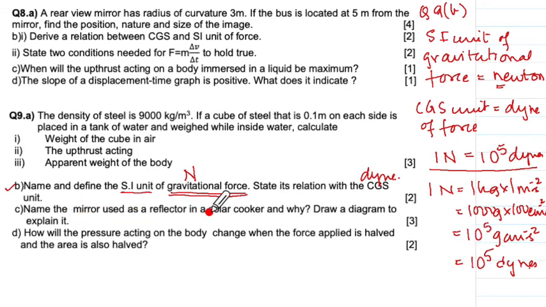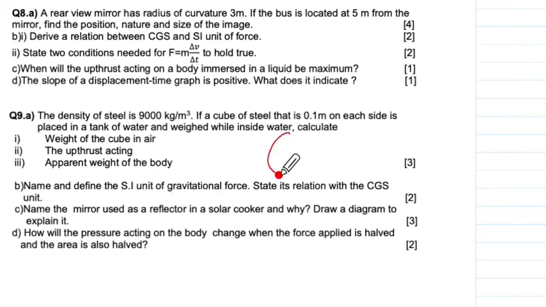Name the mirror used as a reflector in solar cooker and why. Now, in a solar cooker, the rays of the sun have to be focused. The mirror used in the reflector of the solar cooker is going to be a concave mirror, because we need to focus the rays of light on the food. We don't want them to be diverging rays. So the converging rays will be offered only by a concave mirror. Draw the diagram to explain it.